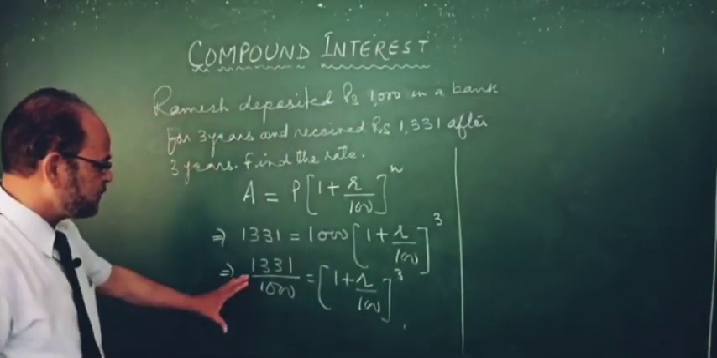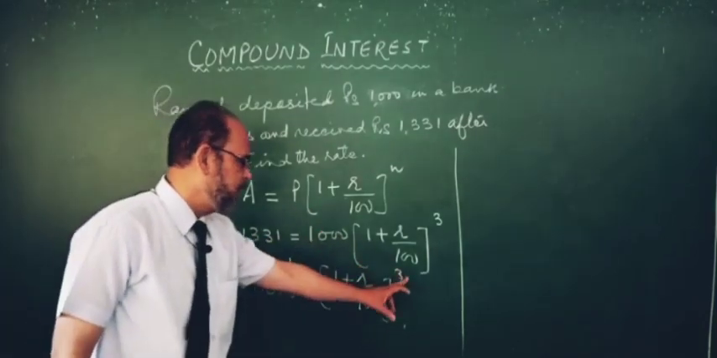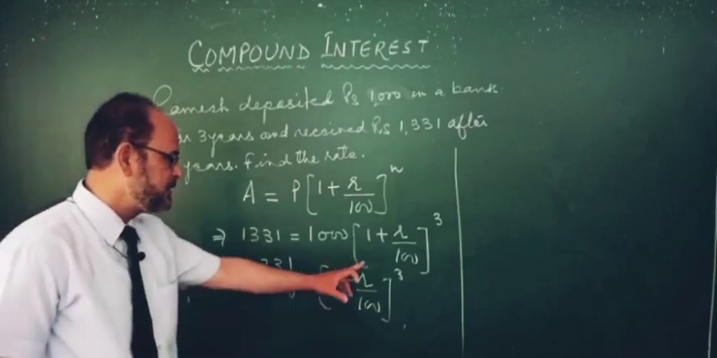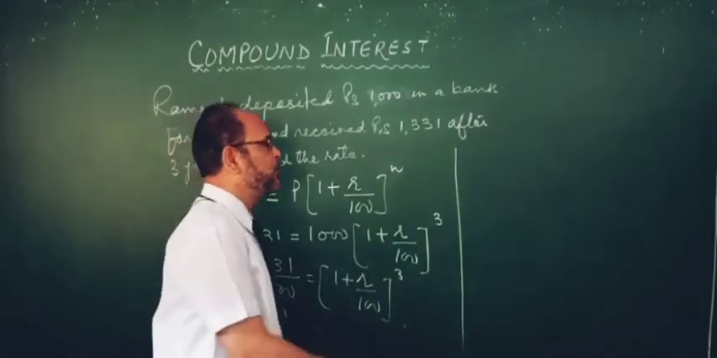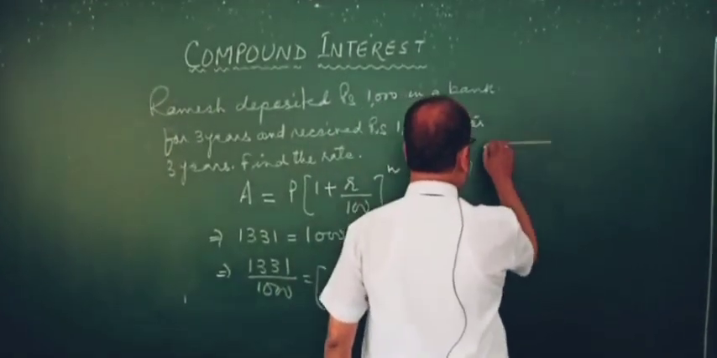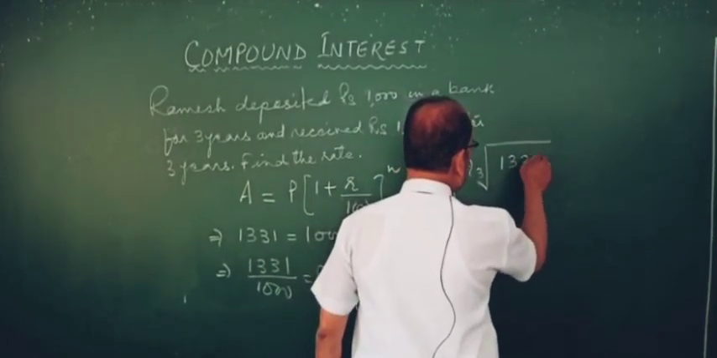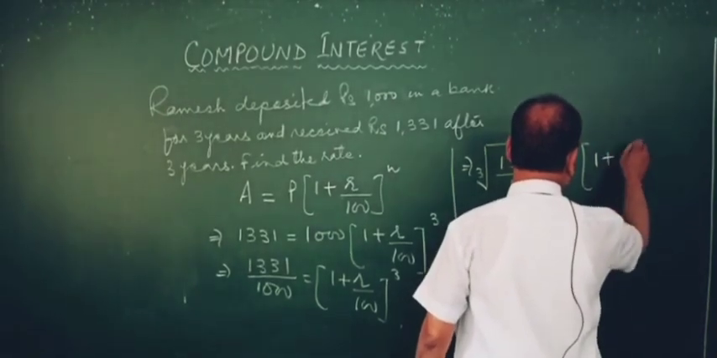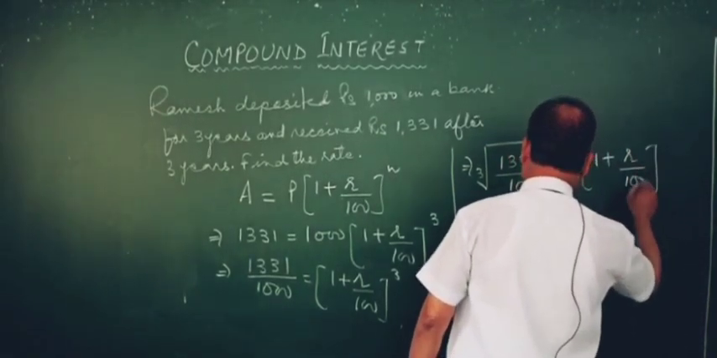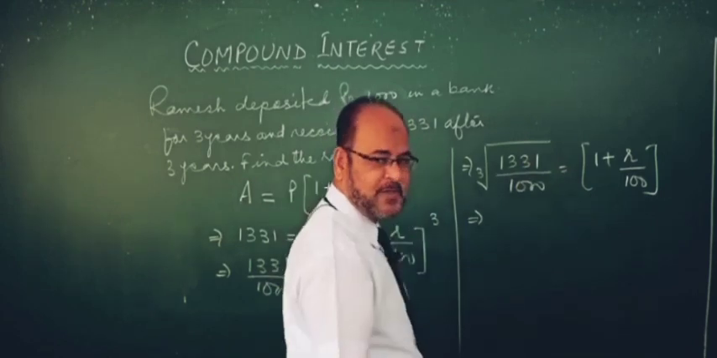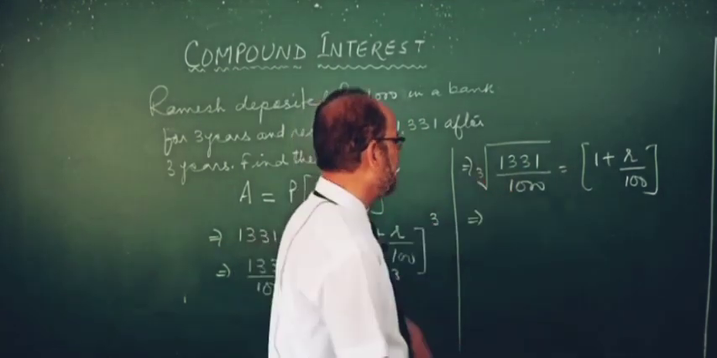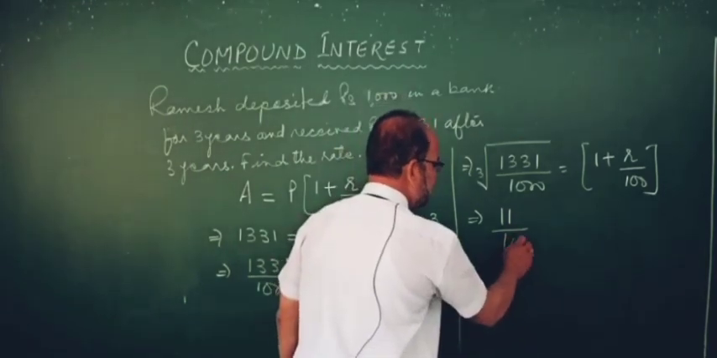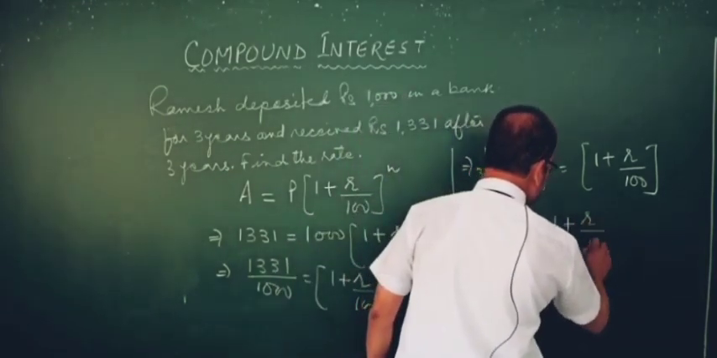Now this power 3, when it comes to this side, it will become cube root. So this will be cube root of 1331 upon 1000 equals to 1 plus r upon 100. I hope you all know how to find cube root. So cube root of 1331 will be 11 and 1000 will be 10, equals to 1 plus r upon 100.